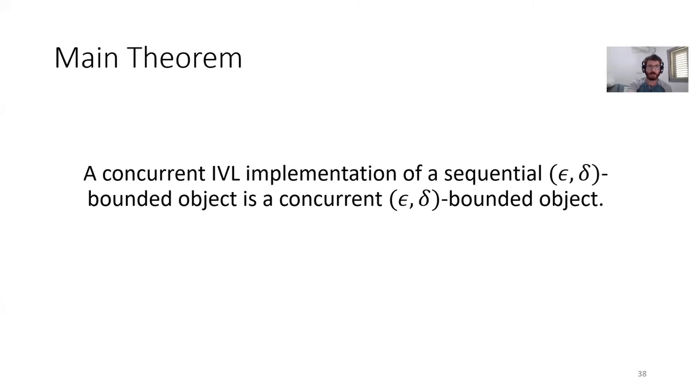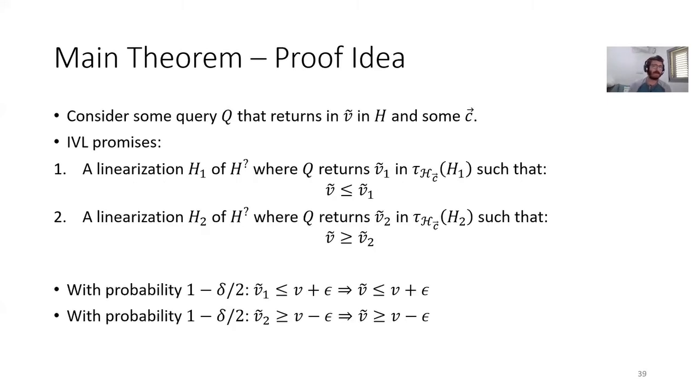The main theorem that we prove in our paper is that a concurrent IVL implementation of a sequential epsilon-delta bounded object is a concurrent epsilon-delta bounded object. The proof follows quite nicely from the definition of IVL. So consider some query Q that returns some value, some approximation in H, and consider some coinflip vector C.